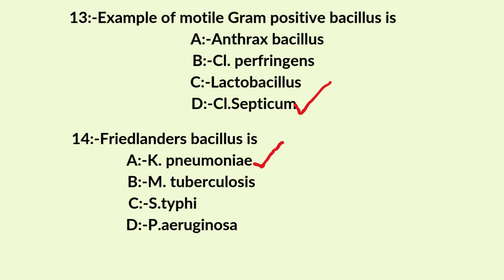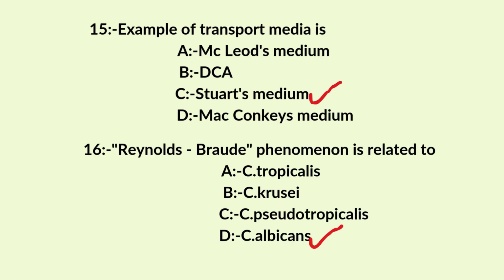Next question, Friedlander's bacillus is, options: Klebsiella pneumoniae, Mycobacterium tuberculosis, Salmonella typhi, Pseudomonas aeruginosa. Answer is option A, Klebsiella pneumoniae. Friedlander's bacillus is Klebsiella pneumoniae. Next one, example of transport media is, options: MacLeod's medium, DCA, Stuart's medium, MacConkey's medium. Answer is option C, Stuart's medium.